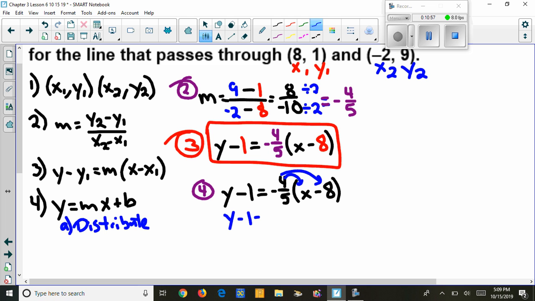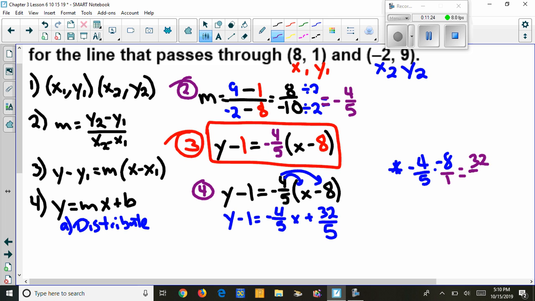Y minus 1 equals negative 4/5 x plus, I get 32 over 5. If you need that work over here off to the side, negative 4/5 times negative 8 over 1, multiply straight across, I get 32 over 5. For my final step, I'll go ahead and add 1 to both sides of my equation.